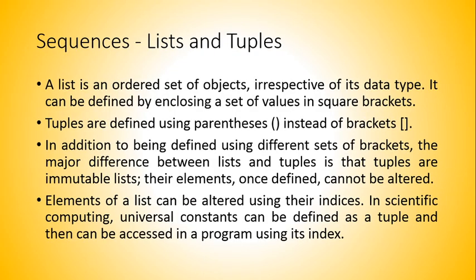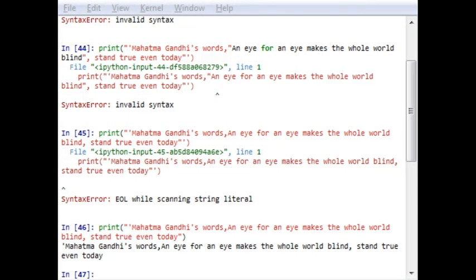And it is lists and tuples. What do you mean by list and what do you mean by tuples? So a list is an ordered set of objects irrespective of its data type. It can be defined by enclosing a set of values in square brackets. You can define a list using square brackets. Let me show you an example here in the Python console. First we will clear this command window.